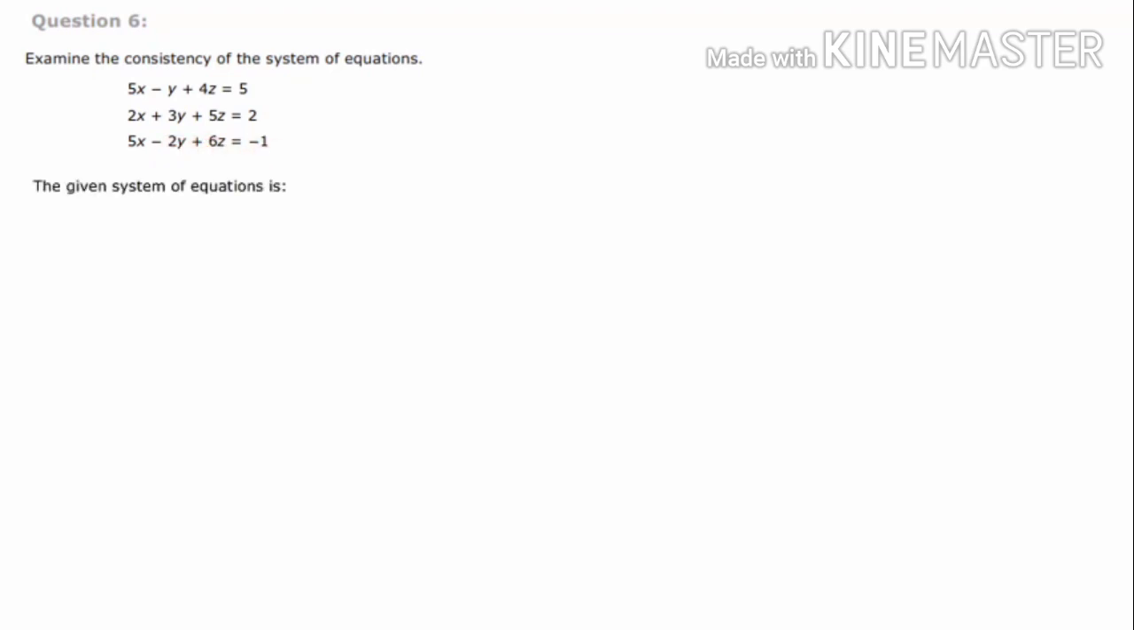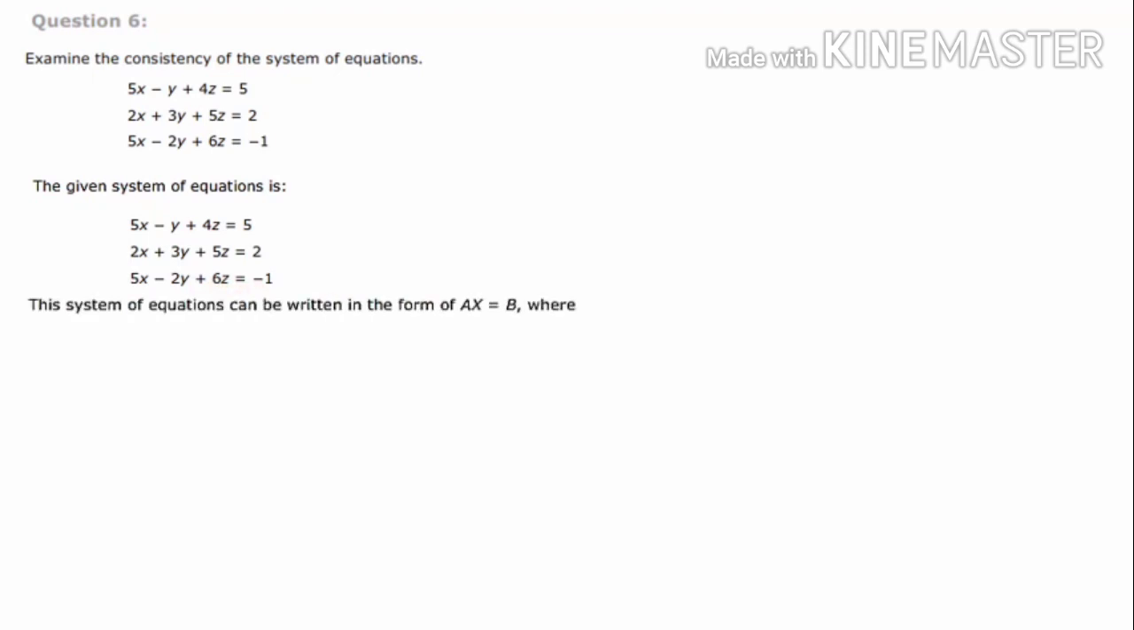Next we shall discuss question number 6. The question is, examine the consistency of the system of equations 5x minus y plus 4z is equal to 5, 2x plus 3y plus 5z is equal to 2, 5x minus 2y plus 6z is equal to minus 1. So the given system of equations we have to write from the question, that is 5x minus y plus 4z is equal to 5, 2x plus 3y plus 5z is equal to 2, 5x minus 2y plus 6z is equal to minus 1. This system of equations we can write in the form AX is equal to B.